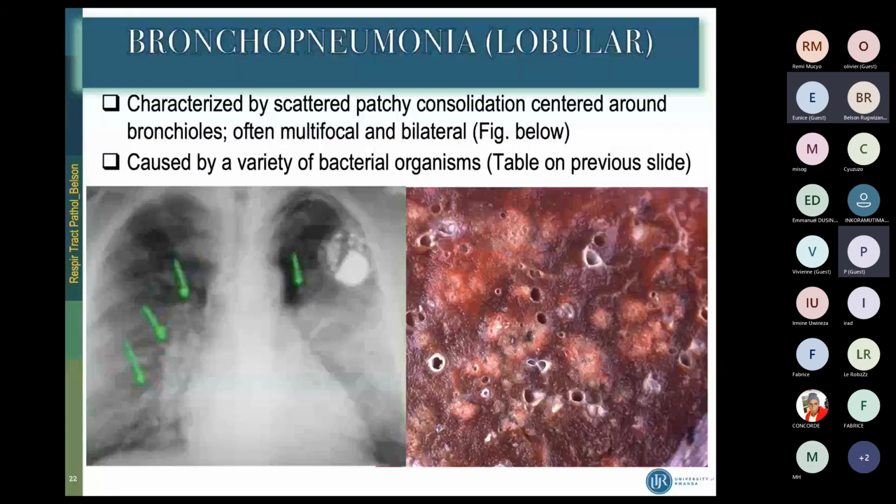So pneumonia, the rubber one, ngira ngo twabivuzeho ni yindi ifata robire, so ifata utuzone duto, and here we have again hari uduce tumwe tumwe, we have red hepatization mu duce duto cyane, ariko ahandi you can see these are the branches of bronchi and so on.